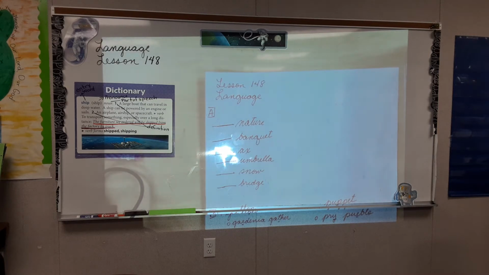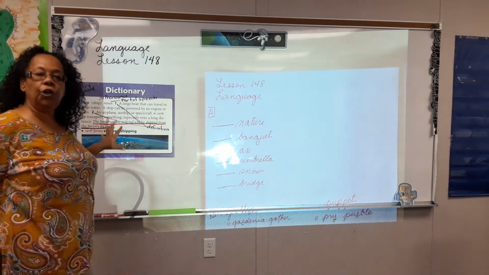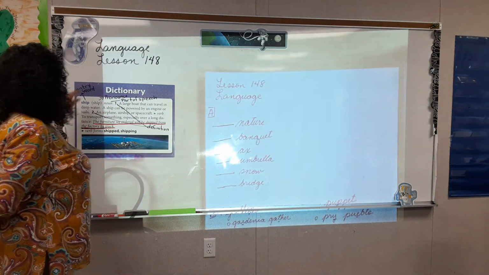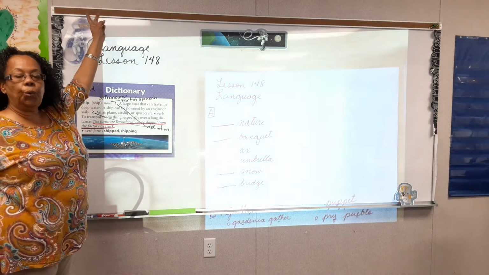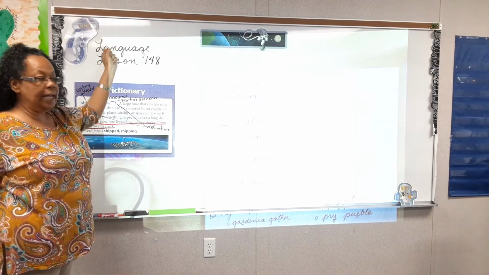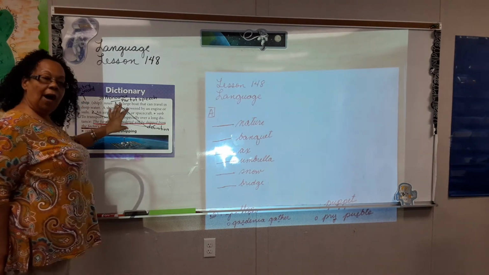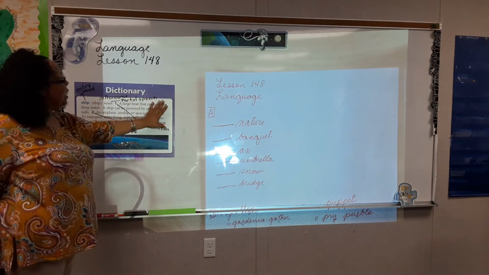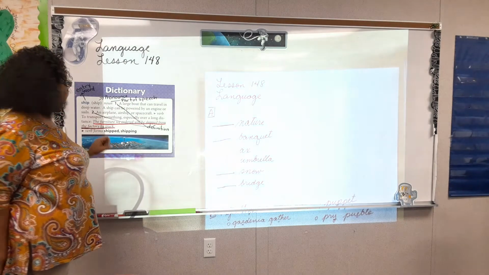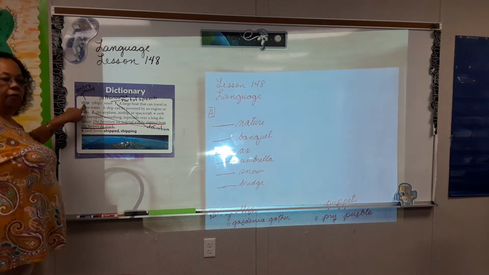So on our chart, it says dictionary, right? So what do you find when you look for a word in a dictionary? Yesterday we talked about the two words at the top of the page, which was the first word on the page and the last word on the page, right? But when you find the word, what information about that word do you find? You find the entry word, which is the word that you were looking for.